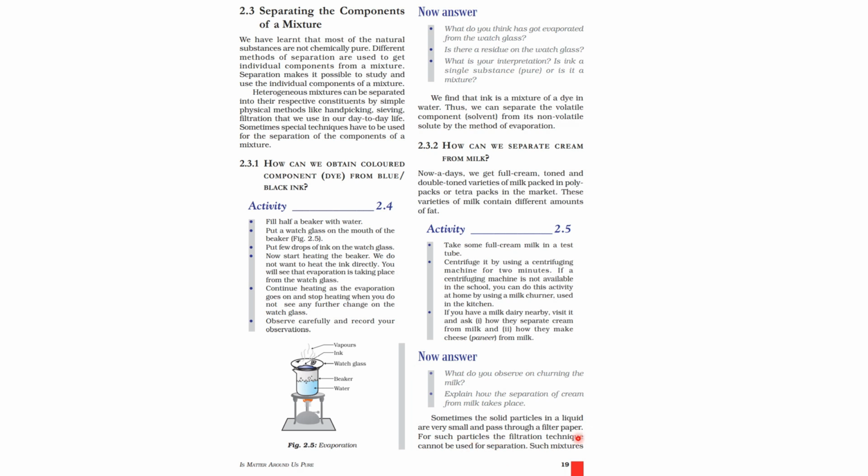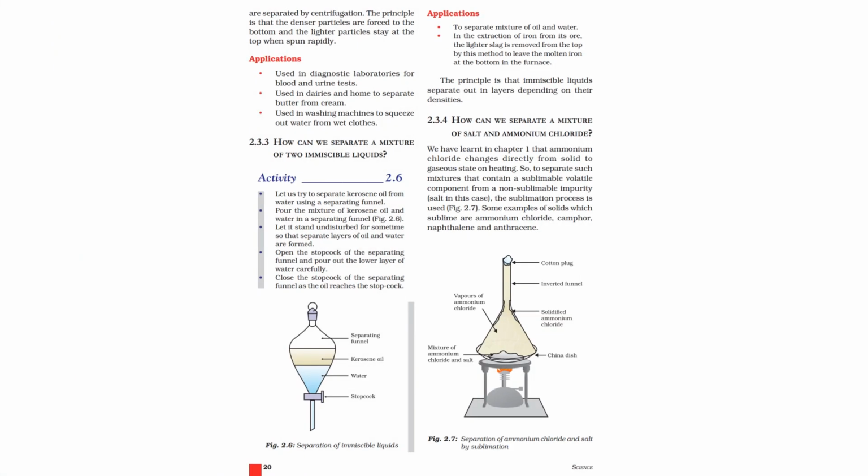Sometimes the solid particles in a liquid are very small and pass through a filter paper. For such particles, a filtration technique cannot be used for separation. Such mixtures are separated by centrifugation. The principle is that the denser particles are forced to the bottom and the lighter particles stay at the top when spun rapidly. Applications: I have already taught the applications.